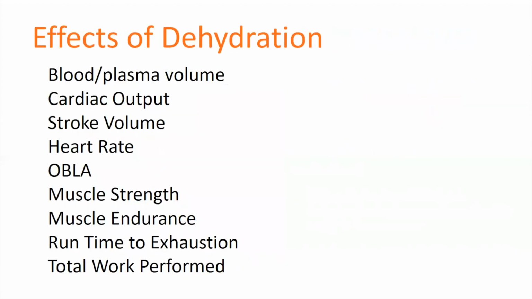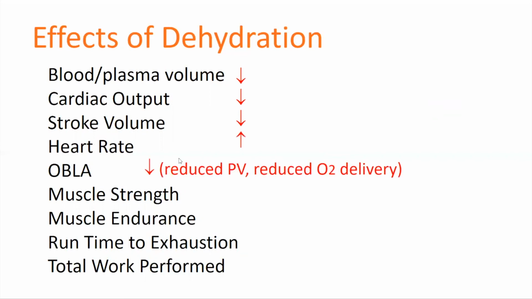So what are the effects of dehydration? Obviously, we'll have a reduction of blood or plasma volume. This reduction in plasma volume would reduce venous return, and as a result, cardiac output and stroke volume would be reduced. To compensate for the reduction in stroke volume, heart rate would need to be increased.